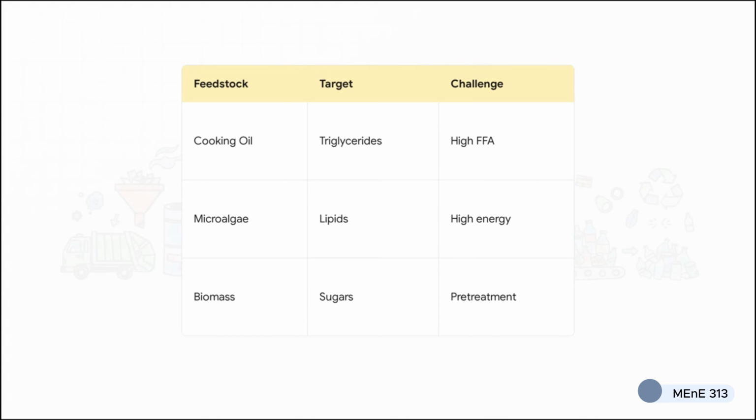And chemical routes demand extreme feedstock control. For instance, used cooking oil targets triglycerides for biodiesel, but its high free fatty acid content can completely ruin your catalyst. Microalgae offers lipids, but the extraction process is highly energy intensive. Carbohydrate biomass gives us fermentable sugar, sure, but it requires really severe chemical pretreatment just to access them. So chemical conversion is incredibly precise, but it is deeply unforgiving if you have poor quality feedstock.